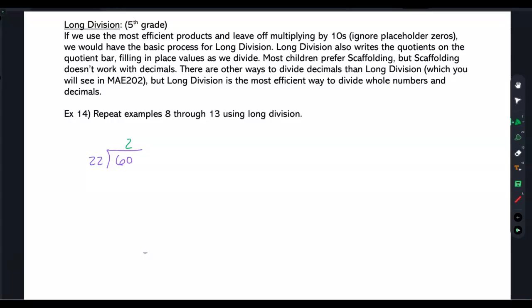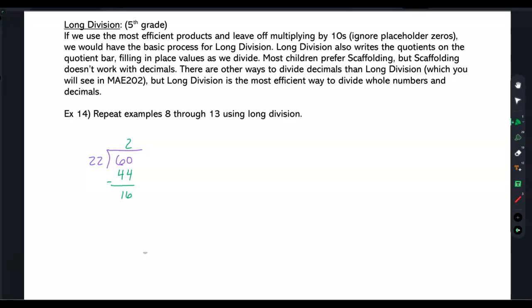So then once you write a number on top, you are going to multiply that by your divisor. So 2 times 22. If you can do that in your head, great. If not, you can do that step by step, and sometimes that's going to make sense. Like 2 times this 2 would be 4, and then 2 times this 2 would be 4. So you can essentially distribute that or split it up just like we do with our multiplication standard algorithm. Then once I write a number below that dividend, we're going to subtract. 60 minus 44 is 16.